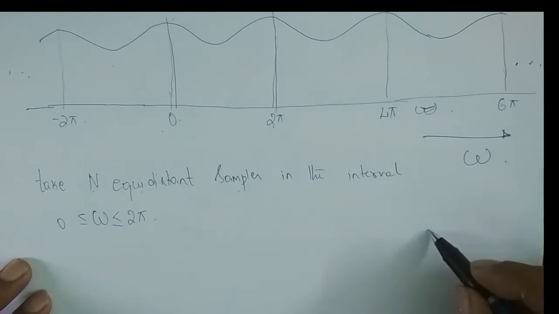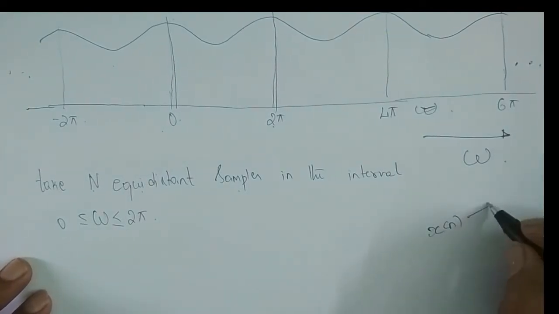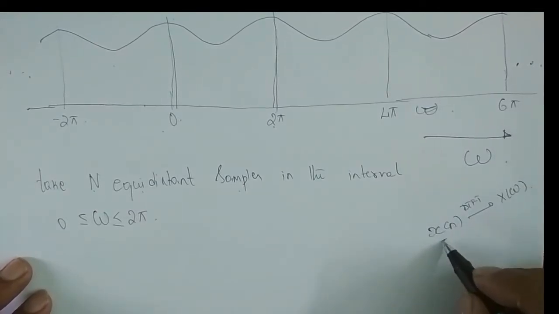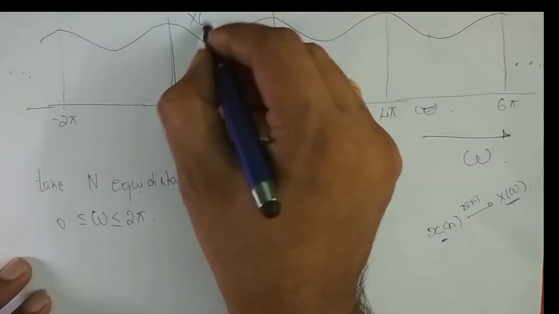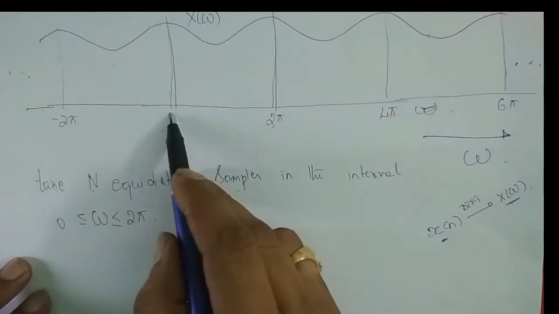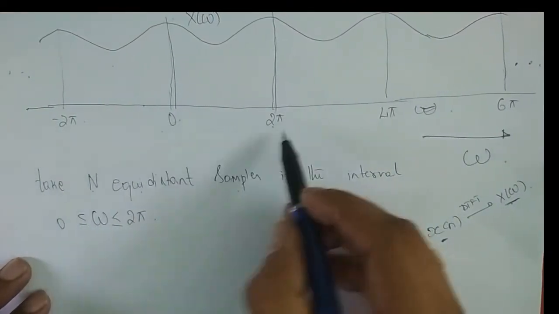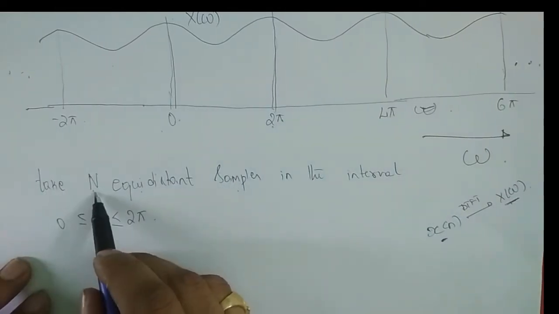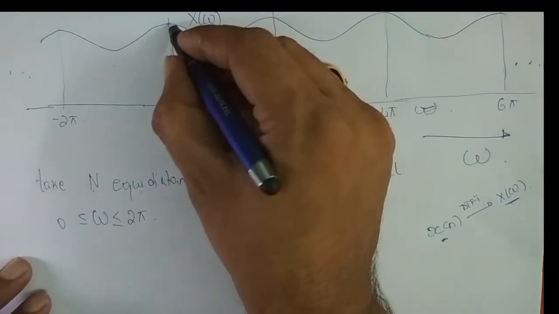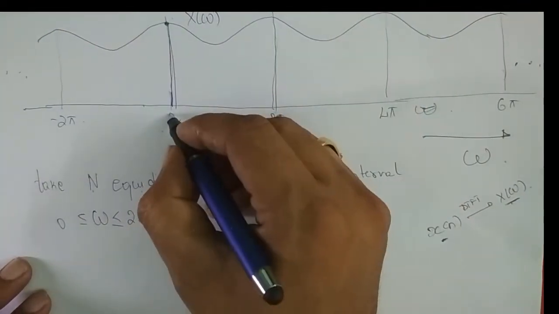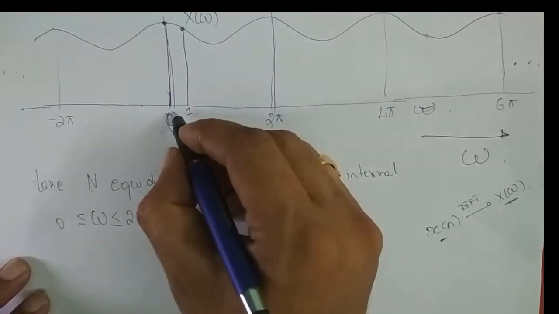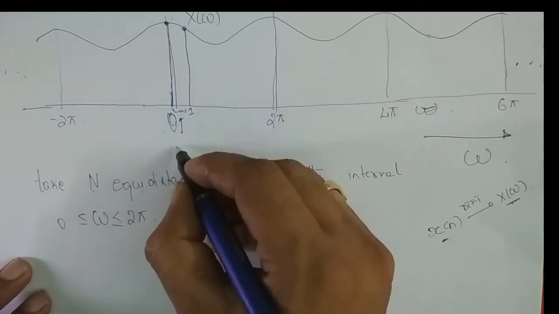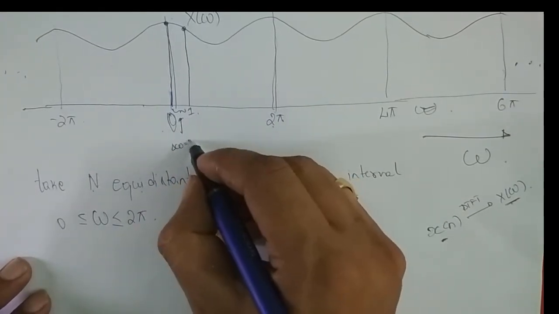So we had x of n, we have taken its DTFT, and we got x of omega. This x of n is in the time domain. Now x of omega is in the frequency domain. Now I need to sample it. I'm choosing the interval from 0 to 2 pi. How many samples am I taking? N equidistant samples. My first sample is here, say this is the 0th sample. I take one more sample, let me call it 1, and the distance between these two is called delta omega, and the spacing is 2 pi. Why 2 pi?